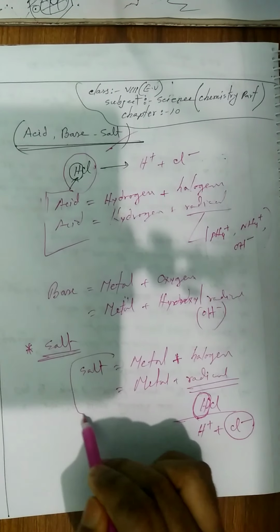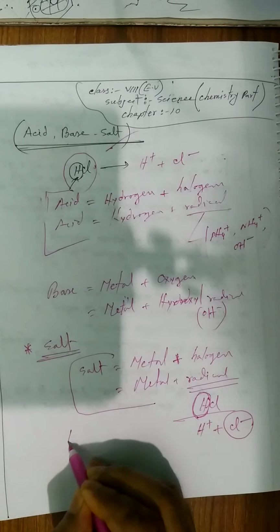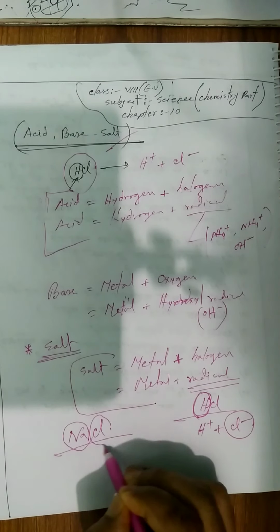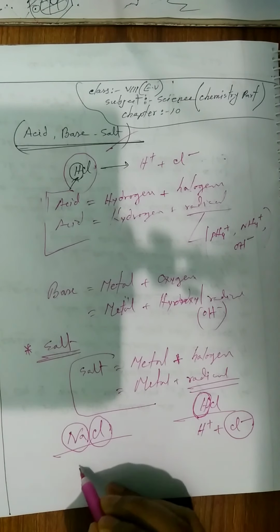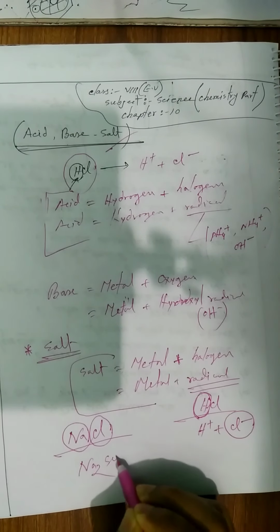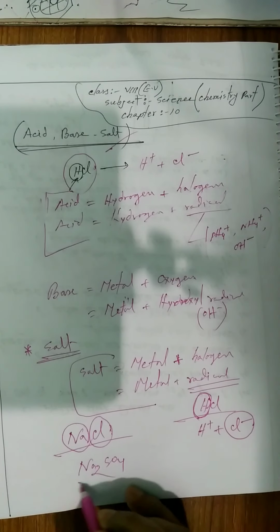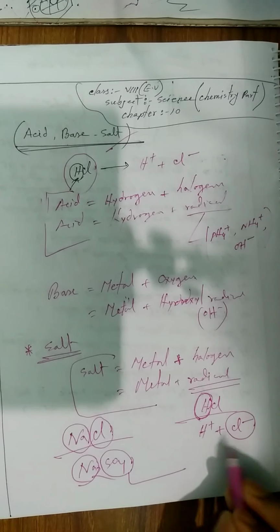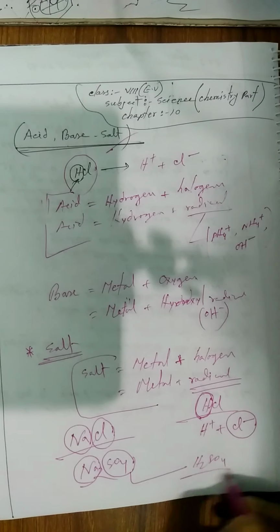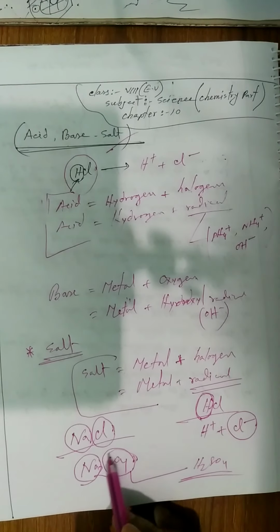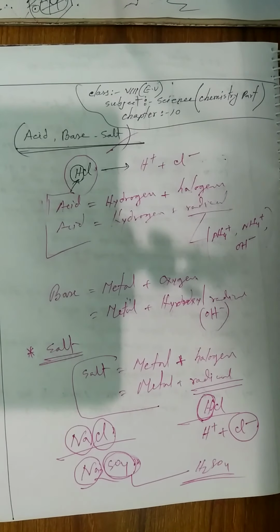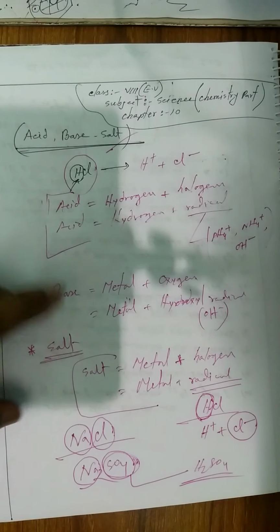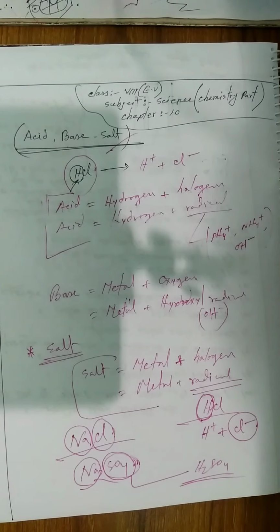So metal plus halogen, metal plus acid radical, which comes from acid. This is the general formula of salt, such as sodium chloride. This is metal and this is halogen. Again, sodium sulfate. This is metal and this is radical, which comes from H2SO4. So this is acid radical. So this is the general formula of salt, and general formula of base and general formula of acid.